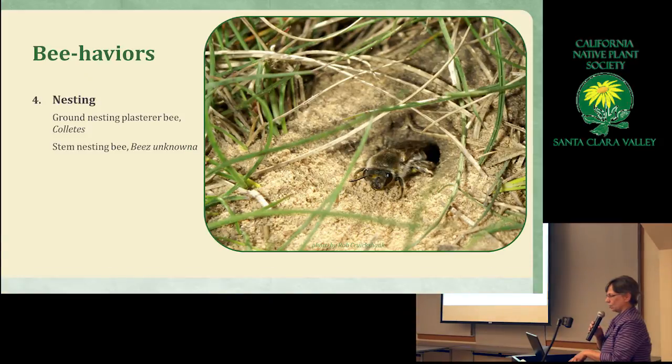Okay, we're going to have some more behaviors. This is a ground nesting bee coming out of its little hole. Someone asked me once, what do the ground nests look like? Would they look like holes? I didn't know the answer at that time. I thought that was the answer, but I didn't know. Now I know. They do look like holes.